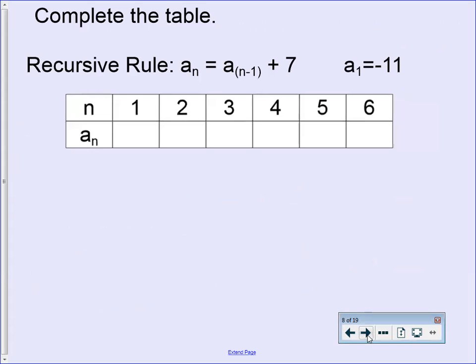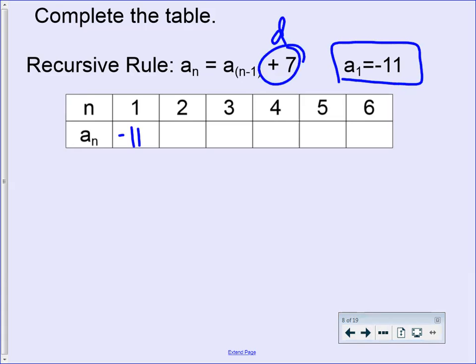All right. Now, sometimes you're going to be given the table, the equation, and A1, and you have to fill in the table. So, with my recursive rule, they told me AN equals AN minus 1 plus 7. They told me my D, which is important. They told me A1 is negative 11. So I can put that in for the first one, and all I need to do is add 7 every time, not add 3. I mean, add 7.